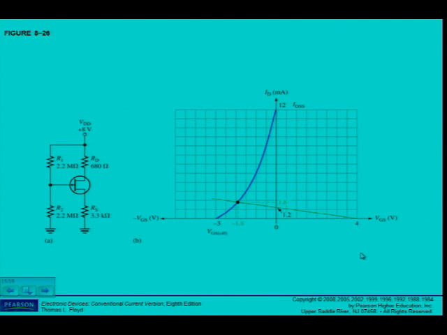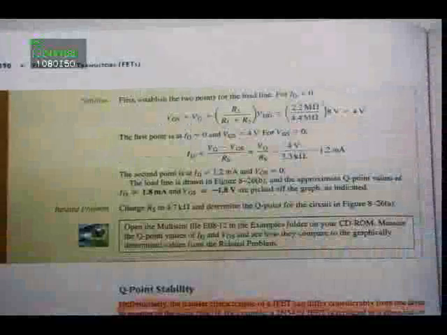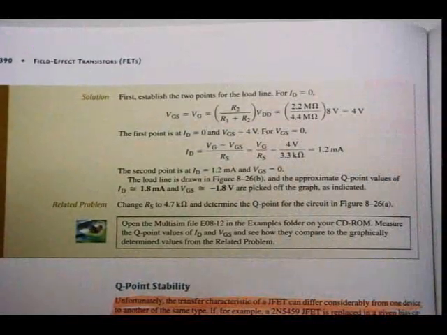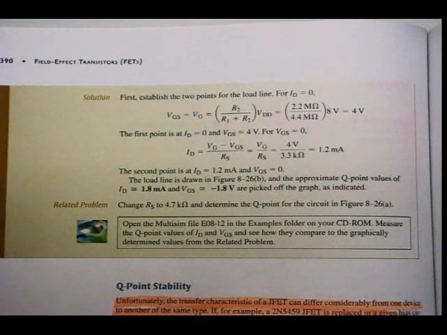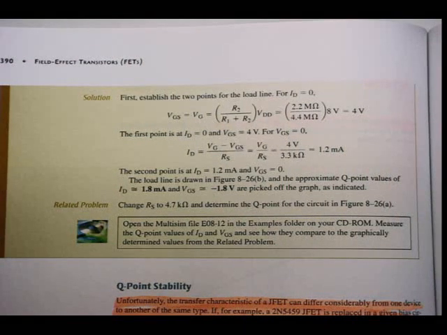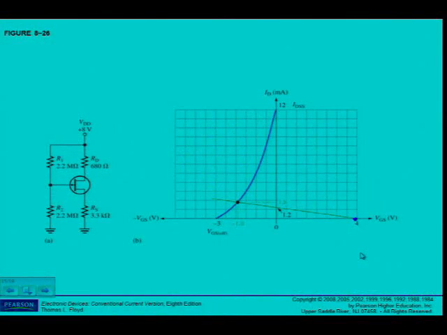Alright, so once I've got that, then I must go and do my calculations, of course. Right? So if you look at the example, page 390, we've seen what we've discussed. First, establish the 2 points. Firstly, it was when ID is equal to 0. Then we've seen, of course, VGS is not equal to 0. Alright, so in this case 4 volts. So there's my first point. 4 volts calculated where ID is equal to 0. That's the value of VGS at 4 volts.